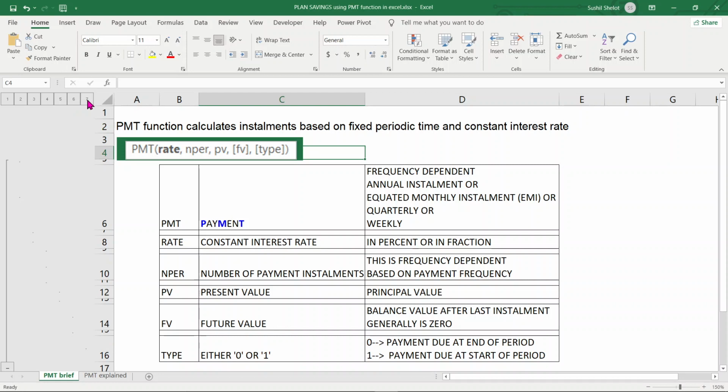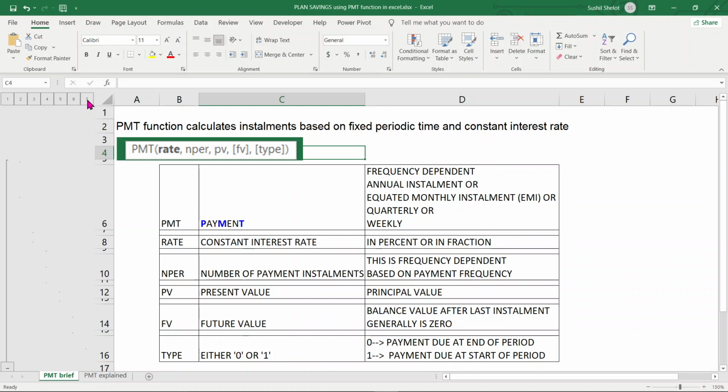Last but not the least, there is something called type. There are two types of installments. The installment or the payment or the savings can be done either at the end of the period or at the start or beginning of the period. End of the period is represented by 0, whereas the start or beginning of the period is represented by 1. Either 0 or 1 can be keyed in as a type. But if nothing is keyed, then Excel by default considers it as 0.